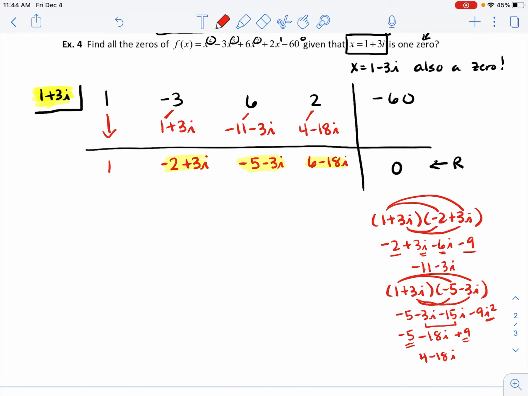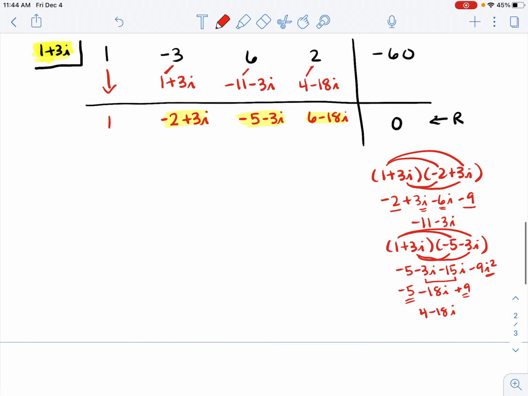Okay, I'm going to do it right here. So I'm going to have 1 plus 3i times 6 minus 18i. I'm going to cross my fingers here that it works out. So 1 times 6 is 6. 1 times negative 18i is negative 18i. 3i times 6 is positive 18i.